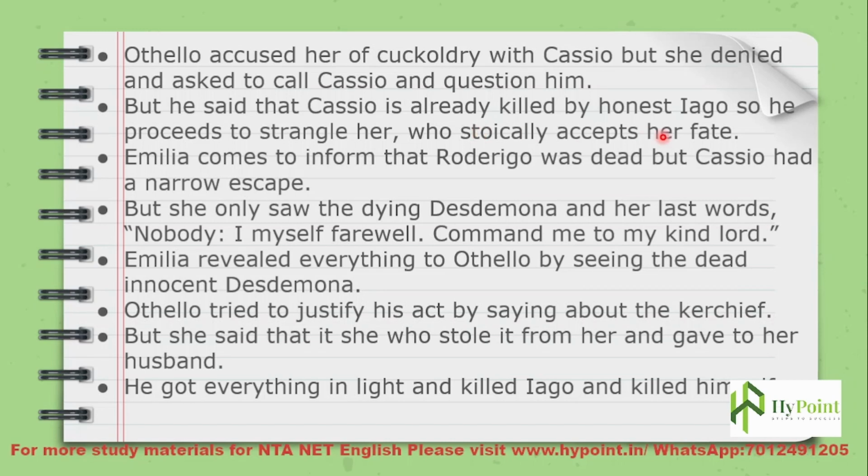So now he knew that Cassio was killed by honest Iago. He tells that he is labeling Iago as honest, and that he will soon discover whether Iago is honest. So he said that Cassio is already killed by Iago, and now you have to die. Now it is time for Desdemona to die at the hands of Othello.